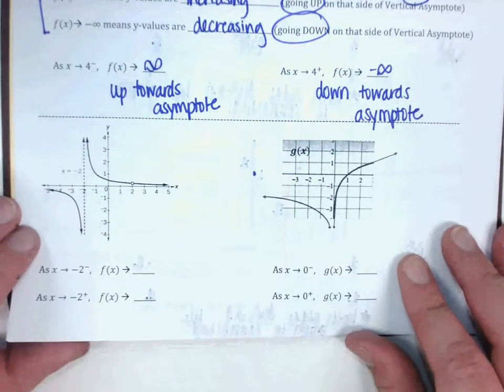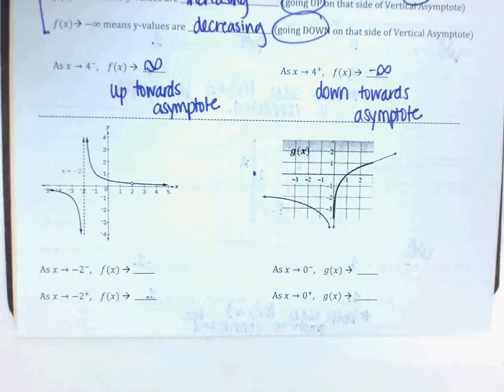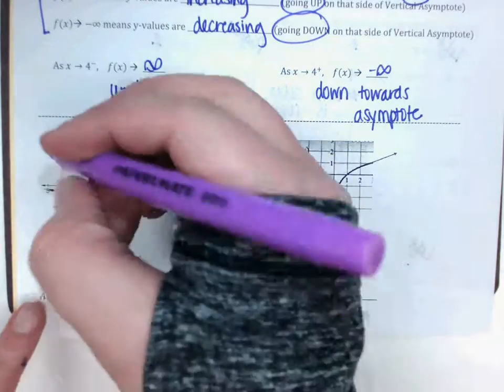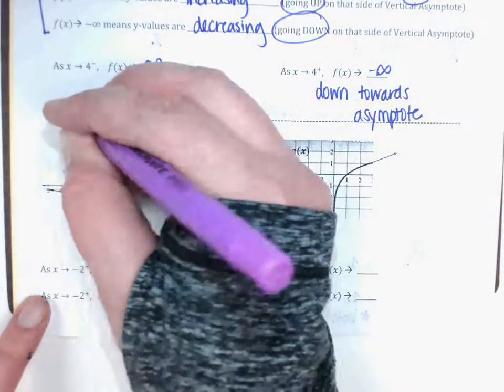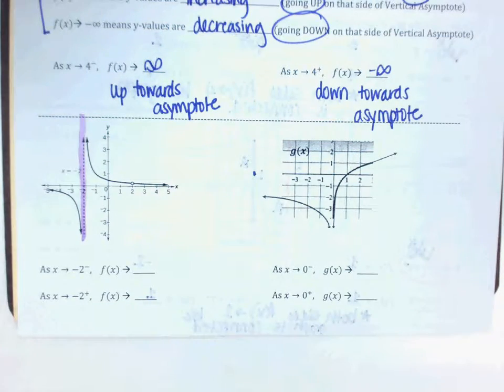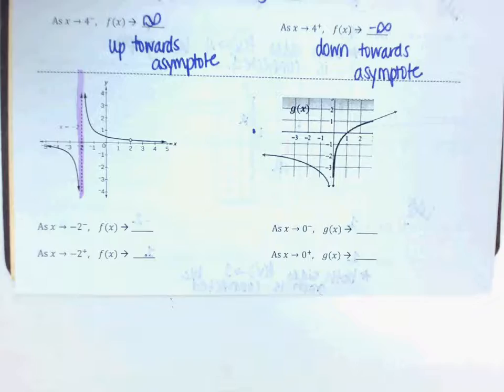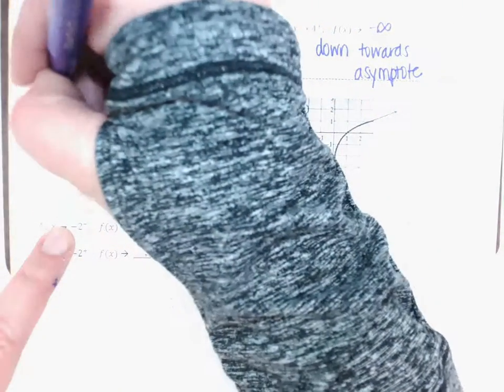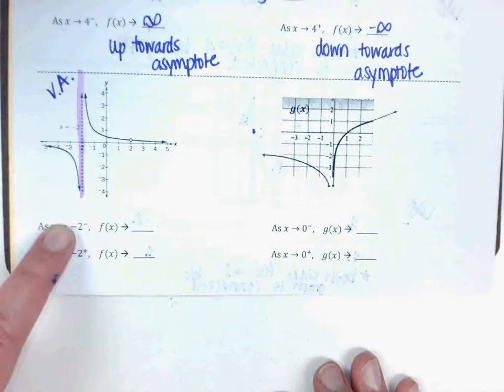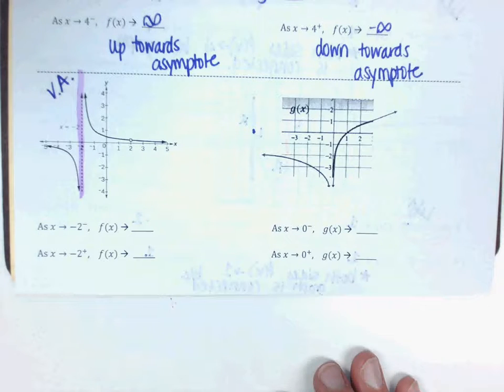Okay, look at your first one. I want x to approach negative 2. So I draw my line in at negative 2 right here. Question, is there a vertical asymptote on that point of the graph? Yes. VA, vertical asymptote. That means your answer is not approaching a number. It's either shooting up or it's shooting down.